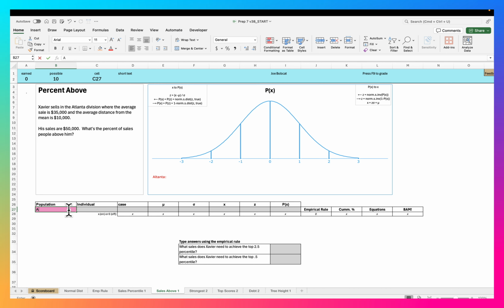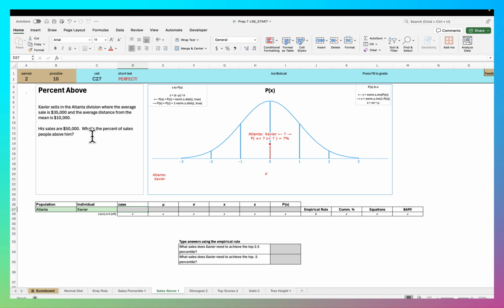Did I spell it right? Maybe it's Atlanta division. Oh, okay, I must just have spelled that wrong. Atlanta. Xavier. Did I spell that wrong too? Xavier. There we go.